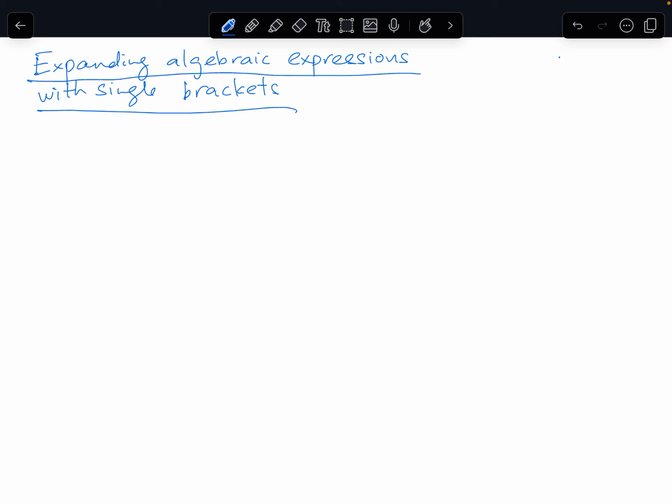And I'm going to make a nice little attempt to give you a more in-depth understanding of why we do this and how this works, and I would like to give you options as well when it comes to doing an expansion of an expression with a single bracket. Now, before we do that, let's do a little recap first. Okay? So let's talk about what an algebraic expression is.